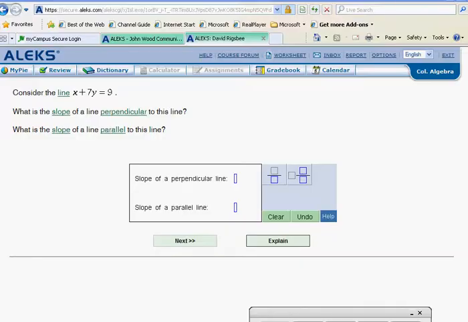Okay, here in ALEKS then, they give us the problem. We have a line that's given in standard form, and they want us to find the slope of the perpendicular line and the slope of the parallel line. So once again, first thing you would want to do here is review quickly that you want to determine the slope of this line. I did a video on that earlier, and what we'll basically do here is just simply solve for y.